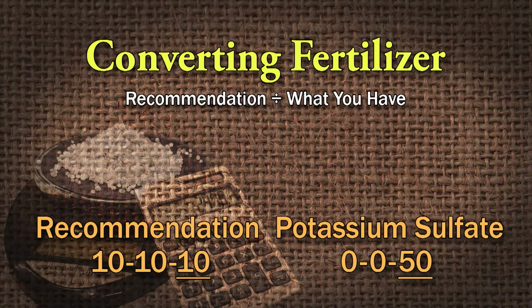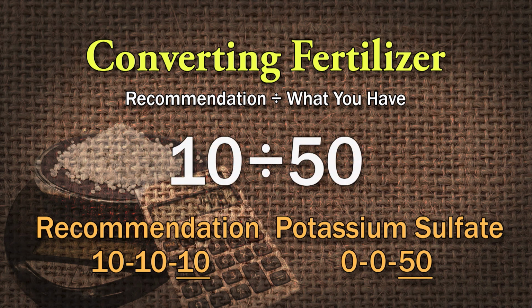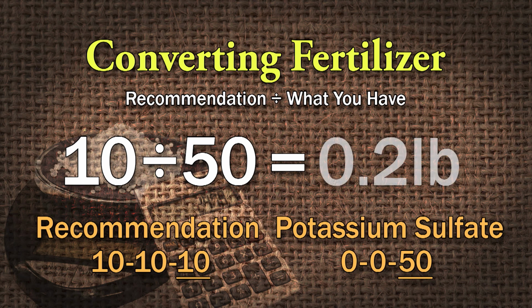So then we're going to use potassium sulfate for the third number. And once again, you're going to have 10 divided by 50. That gives you 0.2 pounds of that. So if you spread 3/4 of a pound of blood meal, 2/3 of a pound of bone meal, and 0.2 pounds or 1/5 of a pound of the potassium sulfate, you're going to end up with the same as a 10-10-10 fertilizer. And that's all organic. It just requires a little bit of mixing.